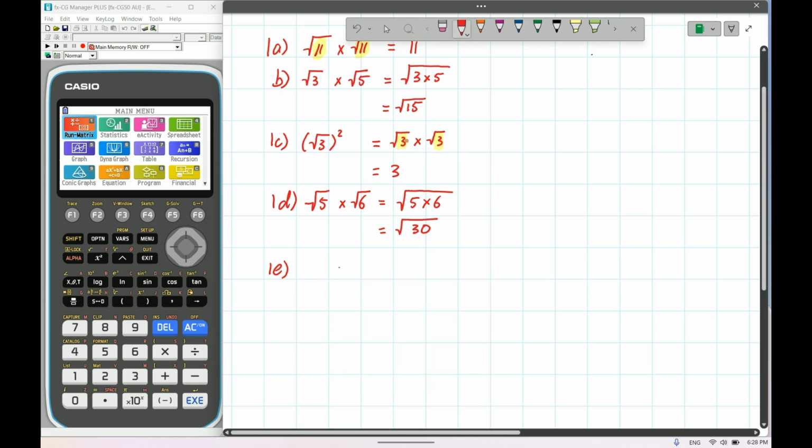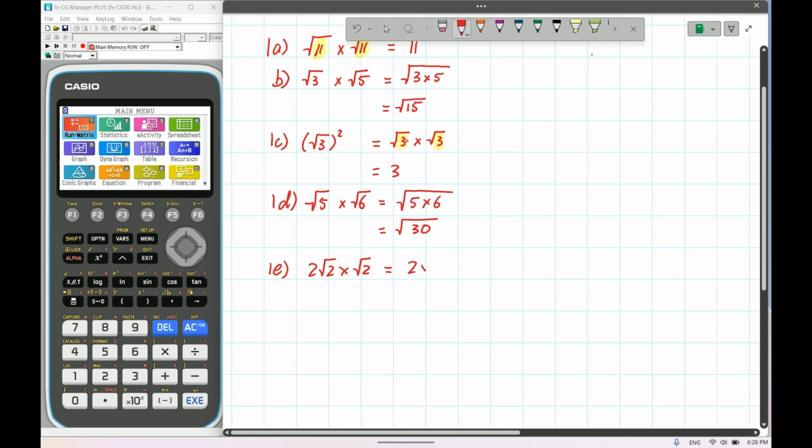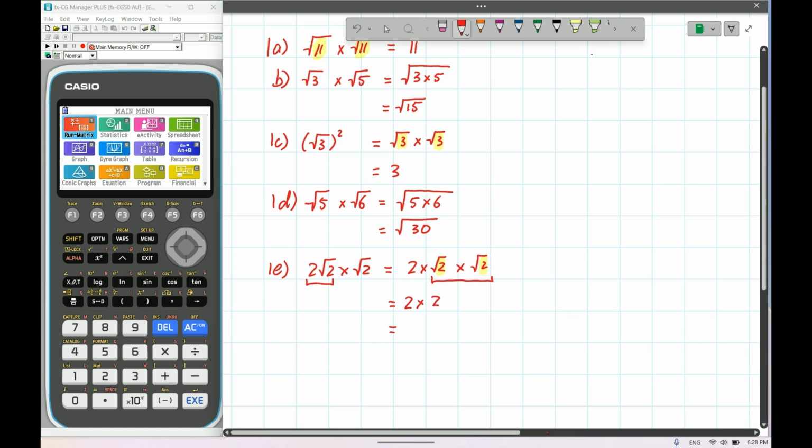So this one's a bit different: 2 root 2 times root 2. I'm going to do this a longer, more convoluted way first, so that it makes sense for later calculations. I'll break it up as 2 times square root 2 times square root 2. I'm breaking this part into two components so that I can multiply these two together. Remember, if you have two square roots that are exactly the same multiplied together, that becomes just 2. 2 times 2 is 4.